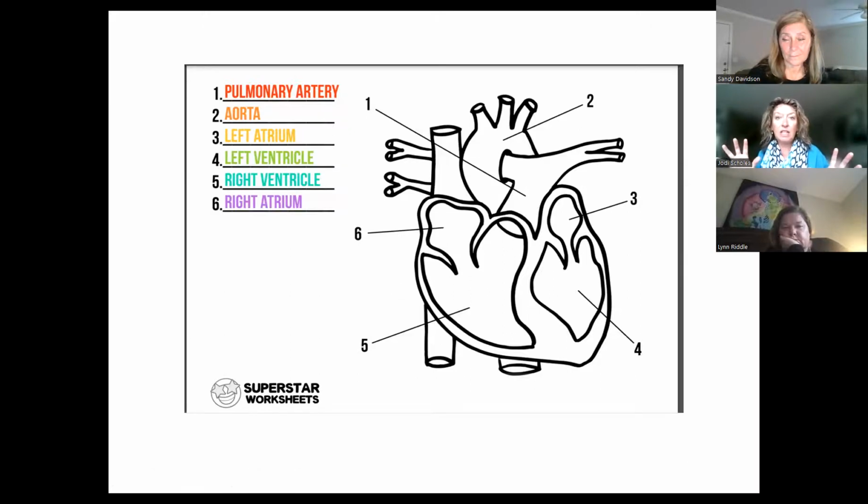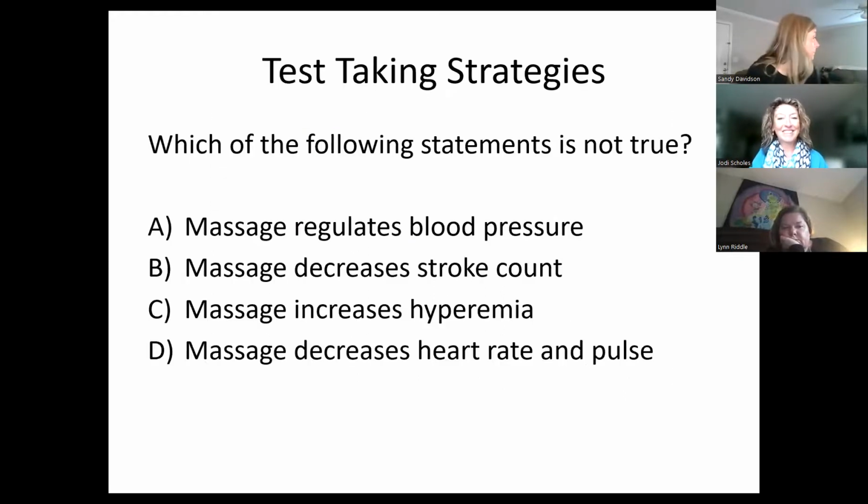There are 12 steps to this, but basically it's the valves in between. But you see here the parts of the heart that are involved. All right. I'll put this worksheet in as an attachment, attached to the video today.